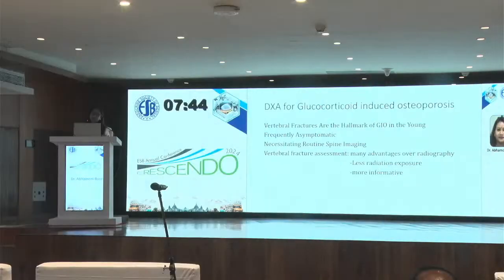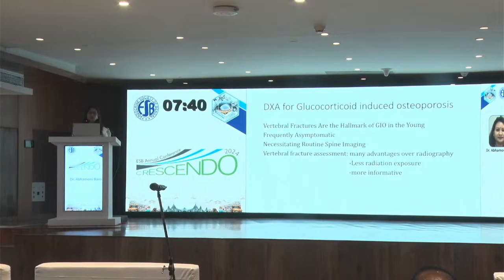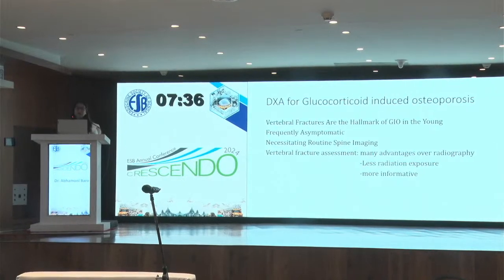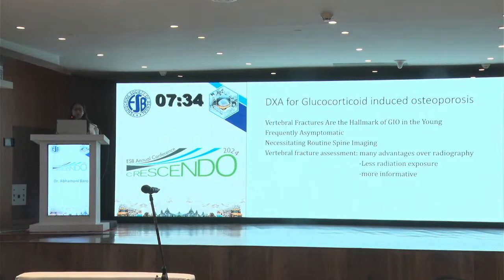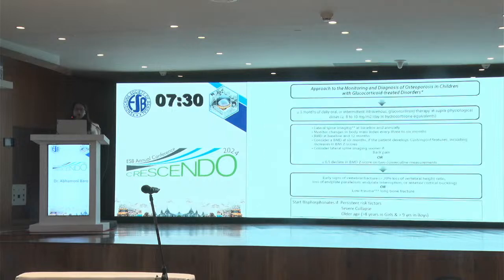Now again, DEXA is very important for children who are on chronic glucocorticoid therapy, to monitor for glucocorticoid induced osteoporosis. Vertebral fractures are the hallmark of GIO in young children, but they are frequently asymptomatic. So any child who is on glucocorticoids for more than 3 months with a hydrocortisone equivalent dose of 10 milligram per meter square per day should have a DEXA scan done, and annually it has to be monitored.